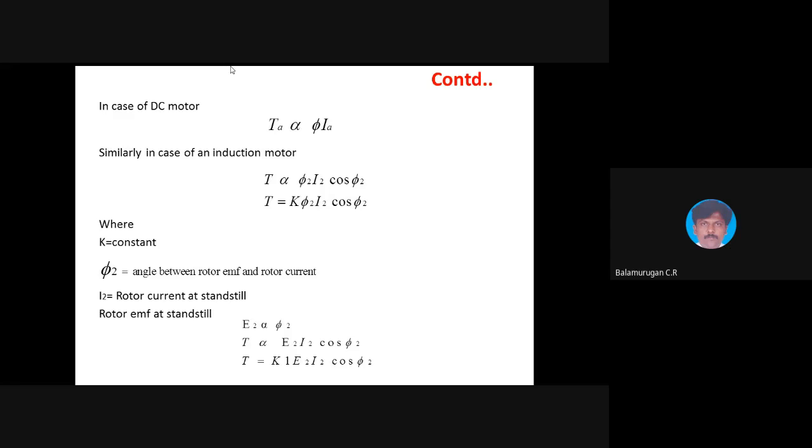Okay. So we discussed that in the case of a DC motor, the torque is directly proportional to phi Ia or Ia squared. Similarly, in the case of an induction motor, the torque will be directly proportional to phi 2 I2 cos phi 2. Okay. So in an induction motor, is the torque going to be developed in the stator or rotor?